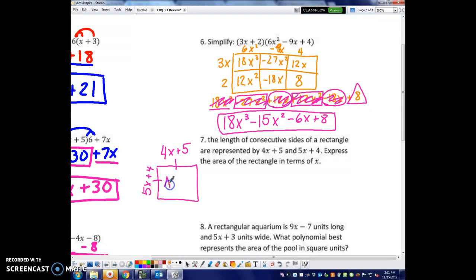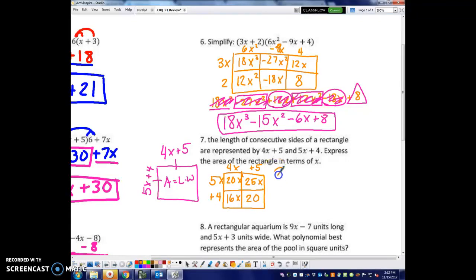Well, area is length times width, so we're just multiplying. So make your box. On top, we'll put our 4x plus 5. On the side, we'll put our 5x plus 4. So 5 times 4 is 20. X times x, x squared. 5 times 5, 25, and just 1x. 4 times 4 is 16, just 1x. 5 times 4 is 20.